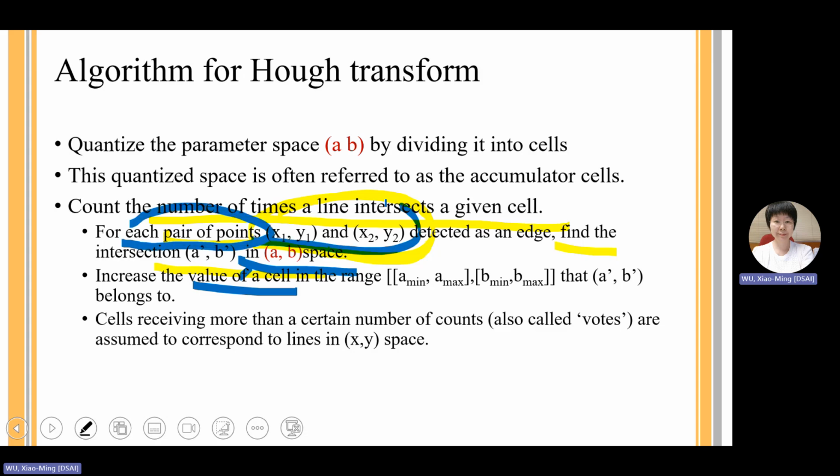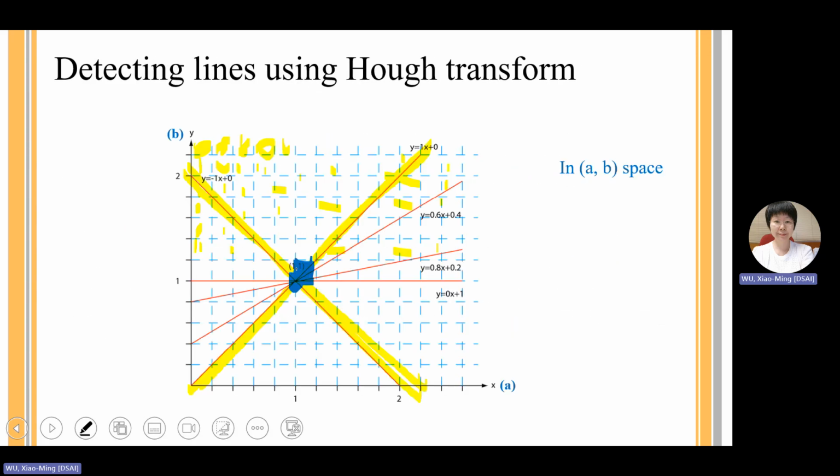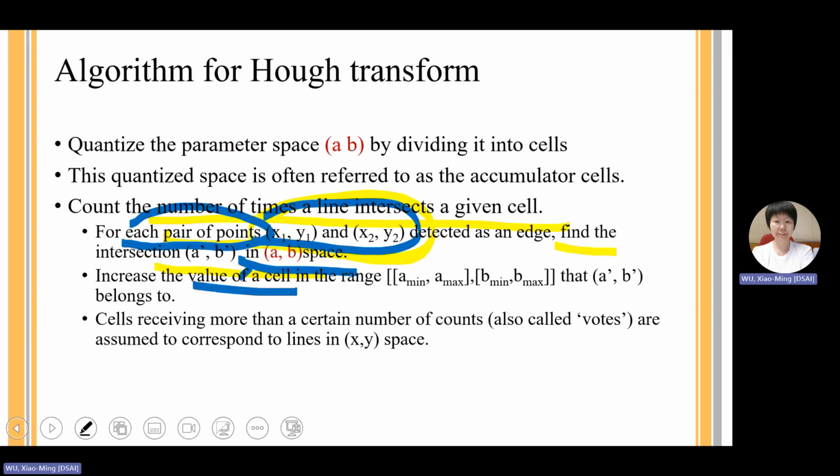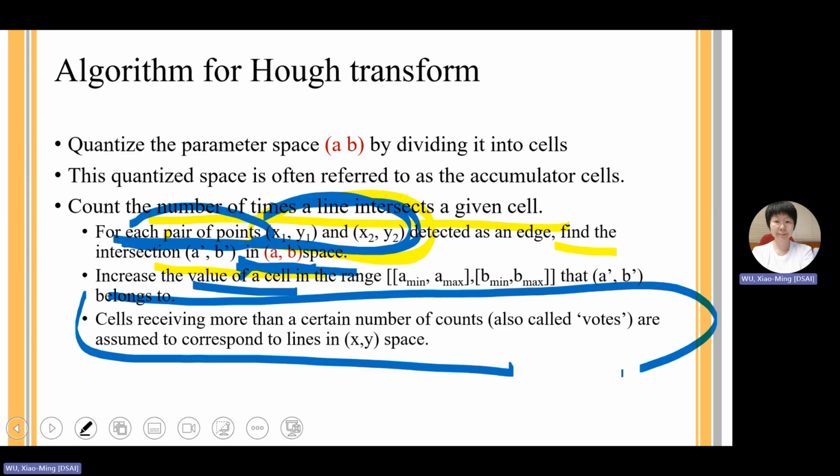Every pair of edge pixels corresponds to two lines in the AB space. So we calculate their intersection points, and we increase the count of the corresponding intersection cells. Okay, so we do this for every pair of points. And finally, cells that receive more than a certain number of counts are assumed to correspond to a significant line in the XY space. Okay, so it's not straightforward.